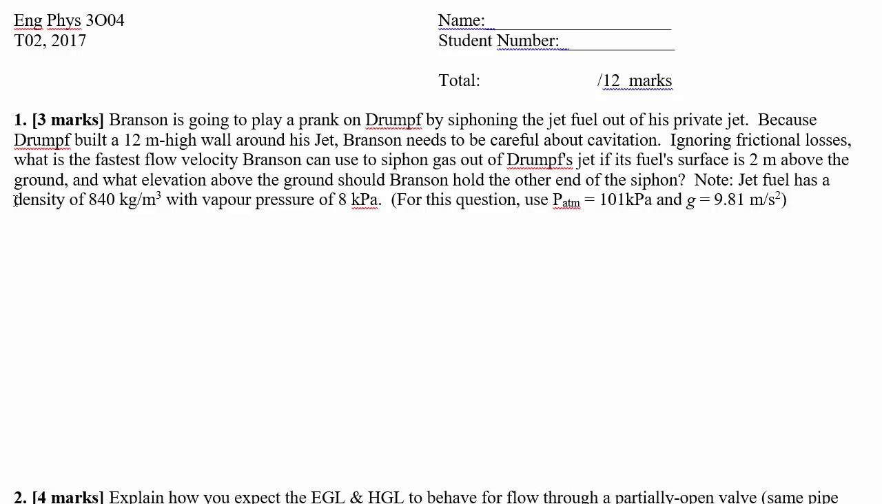Note, jet fuel has a density of 840 kilograms per cubic meter with a vapor pressure of 8 kilopascals. For this question, use an atmospheric pressure of 101 kPa and g is 9.81 meters per second squared.